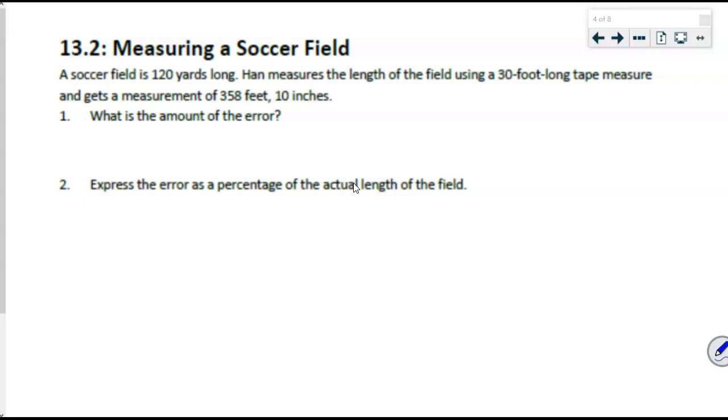120 yards long. Okay, I'm not going to have you answer with your hands raised. I just want you to think. 120 yards long. Han measured the length of the field using a 30-foot long tape measure. He gets a measurement of 358 feet 10 inches.